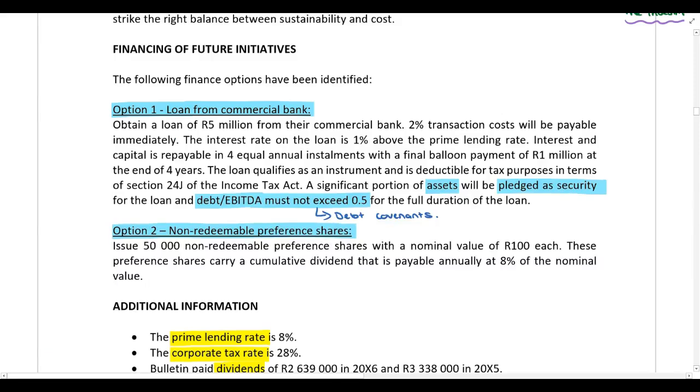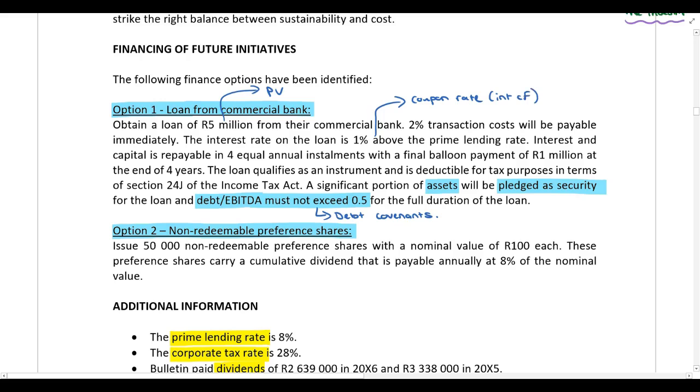All right, so what are our cash flows? They are going to obtain a loan of 5 million rand from their commercial bank. So the 5 million rand is going to be the present value. When they enter into the loan agreement, they will receive 5 million rand from their bank. So that will be an inflow of 5 million rand. They then have 2% transaction costs, but in step 1, you should ignore transaction costs, so leave that for now. The interest rate on the loan is 1% above the prime lending rate. This is your coupon rate, which is used to calculate the interest cash flow.